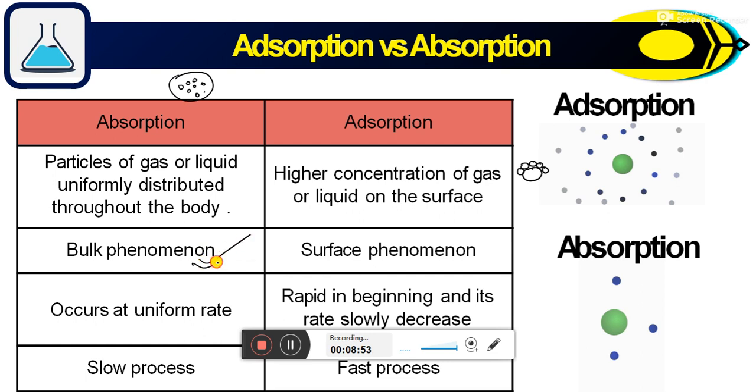Absorption is a bulk phenomenon. Adsorption is a surface phenomenon. Whatever comes, it stays on the surface only, it does not go inside. Absorption occurs at a uniform rate, with no increasing or decreasing. But adsorption initially increases and then decreases. For example, dry silica gel absorbs a large amount of water and then the rate decreases. Absorption is a slow process and takes much more time, but adsorption is a fast process. Adsorption is a spontaneous process. It occurs at very high speed.